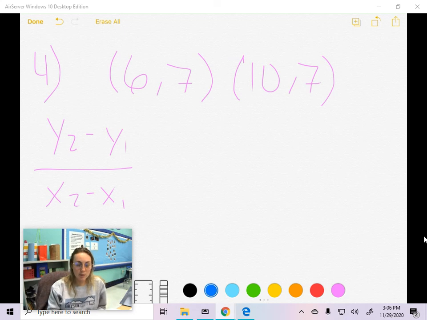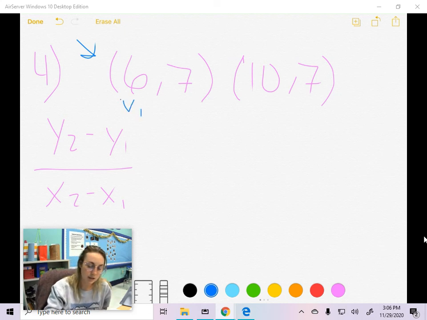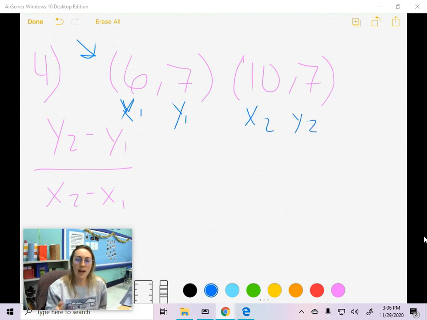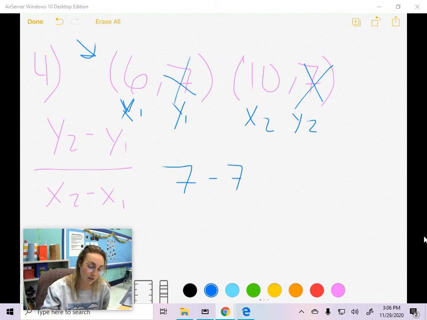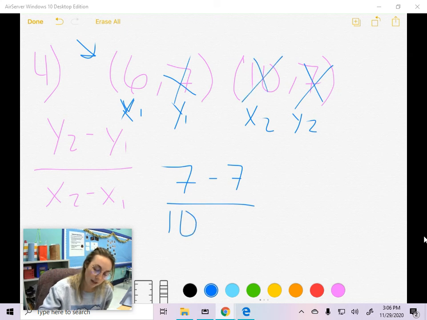Our next step is to label the points. Since this is the first ordered pair that I see, I will make that x1 and y1, and then x2 and y2. And once I've done that, I can put those into the slope formula and solve. So first one to go is y2 always, so that's going to be a 7. Go ahead and mark that out. We're going to be subtracting that by y1, which is again 7. And then it's going to be x2, which is going to be 10. Go ahead and mark that out. We're going to subtract that by x1, which is 6.